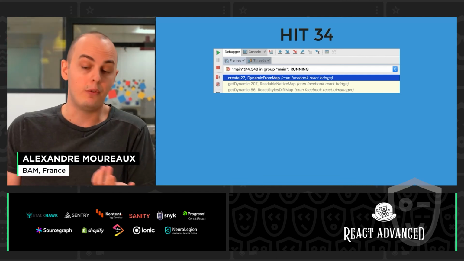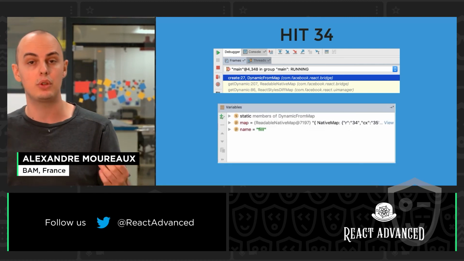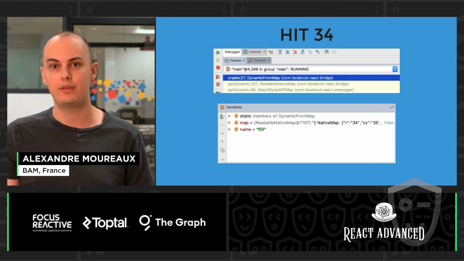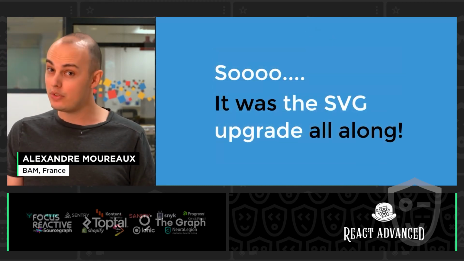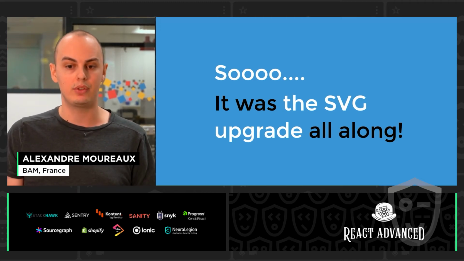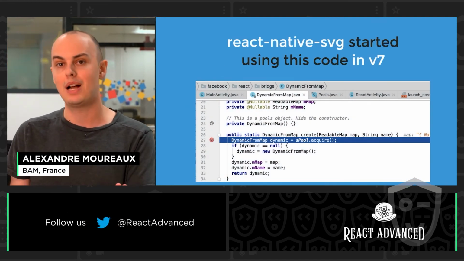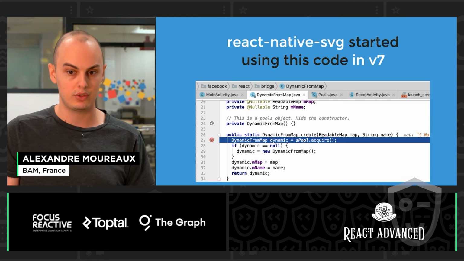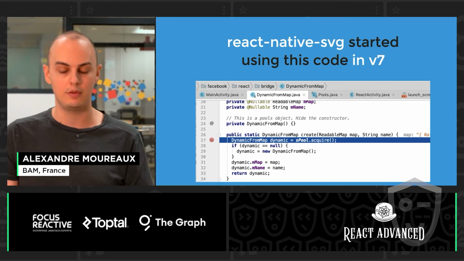If we take a look at hit 34, we notice that in this case, the property being updated was a property called fill. And this really doesn't sound like a React Native style property, right? Indeed, it's actually an SVG property. So it was the SVG upgrade all along that caused this bug. Let's see what can happen. React Native SVG, we upgraded to v7, and they started using this code, DynamicFromMap create, to improve the performance of native SVG animations. But they were using it from the main thread, while React Native was using it from MQT native modules.